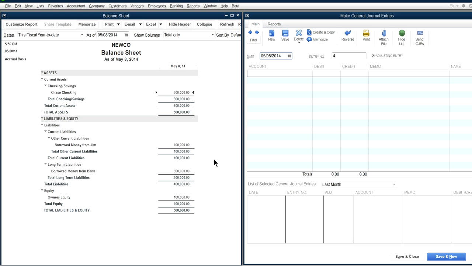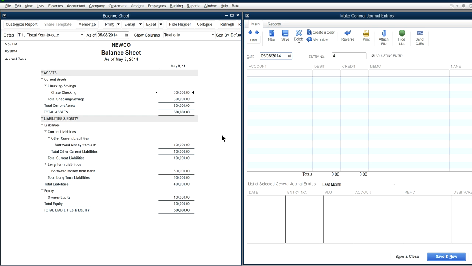Refresh this. Now, as you can see here, in the bank account you have $500,000, and $100,000 you borrowed from Jim, and $300,000 you borrowed from some bank, and $100,000 is equity. As you can see, your total assets are still the same, and your total liabilities have grown from $100,000 to $400,000 because you added $300,000 more money borrowed from the bank, and your equity is still $100,000. So you have $500,000 sitting in your bank account. Now you're ready to start some business.